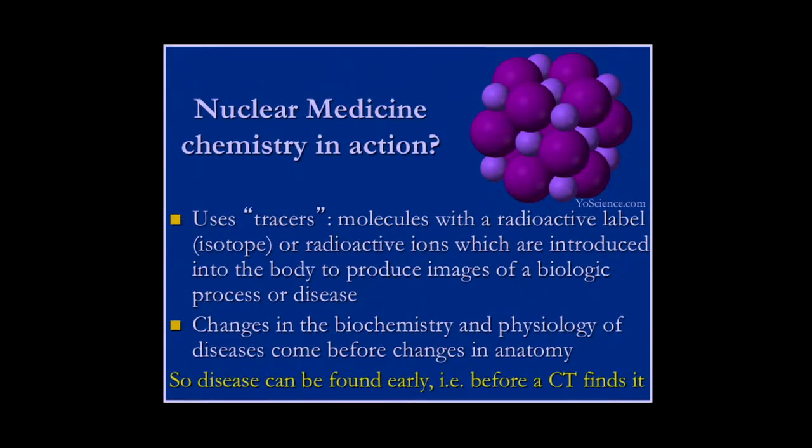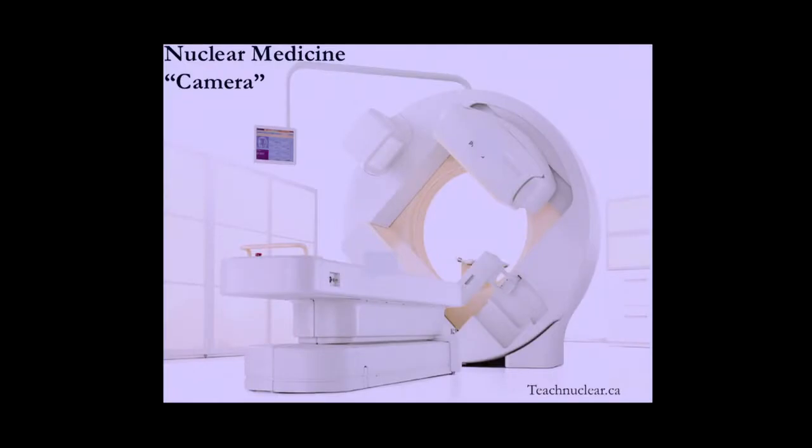So let's get back to nuclear medicine. It's kind of like chemistry in action. We use tracers or molecules that have a radioactive label, or we can also use a radioactive ion, and you produce an image of a biological process in the body. So it's very different from what you find out with an X-ray, CT, and so on. And the changes in the biochemistry and physiology can be quite subtle and occur before the negative X-ray.